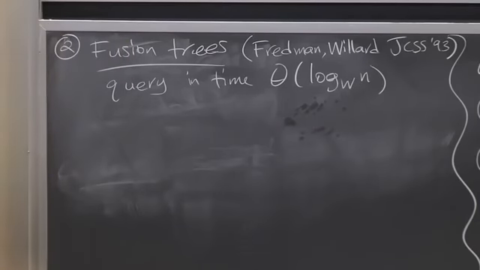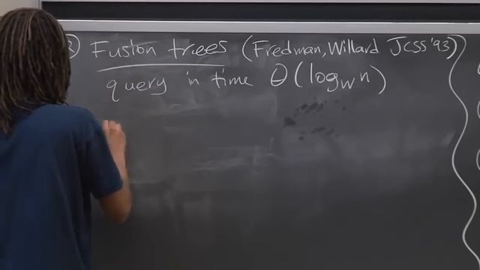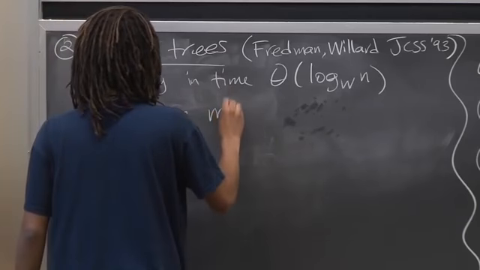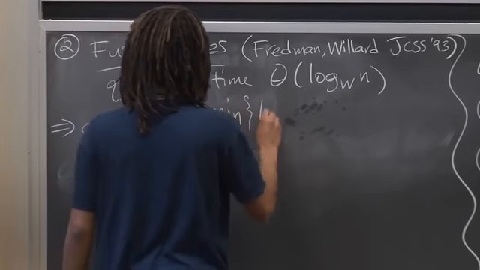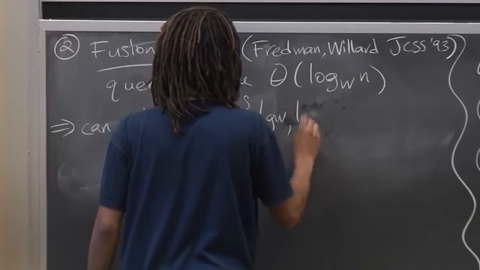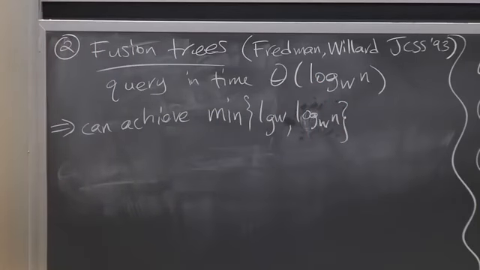But of course, if we know W, I mean, we know the machine that we're coding on, we can choose the better of fusion trees and, let's say, Van Emde Boas trees or Y-fast trees. So that implies that we can achieve the min of log W and log base W of N, right?